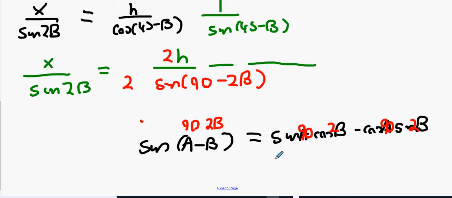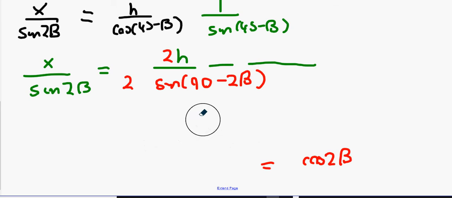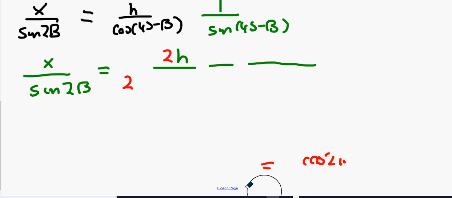Now, question. What's sine 90? 1. That makes that cos 2b. What's cos 90? 0. Happy days. Look what we've done to it. It's now turned into cos 2b. Awesome. Go back up here and go, you're cos 2b now. So it's 2 cos. Oh wait, the 2 disappeared, didn't it? It's just cos 2b.